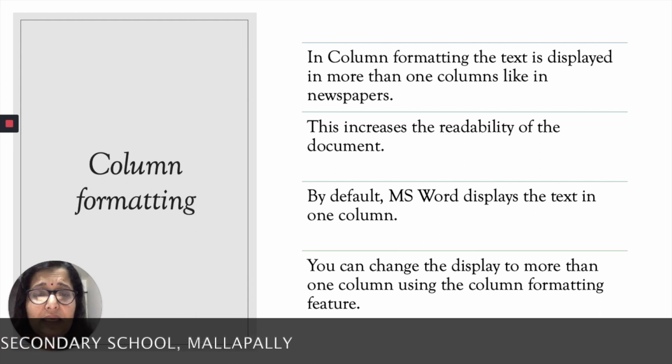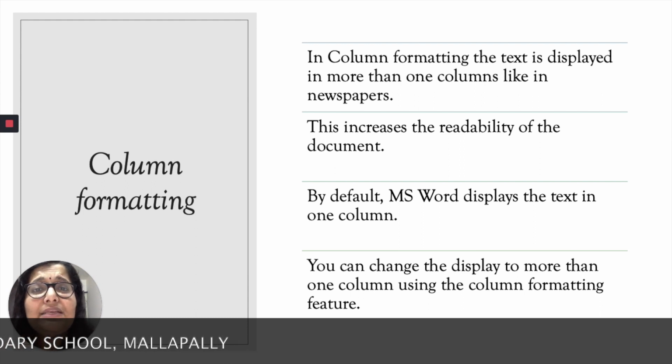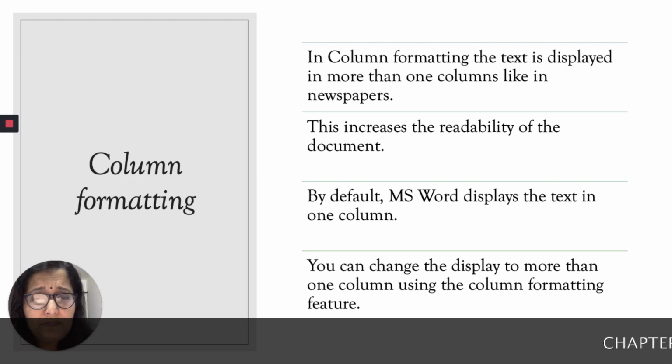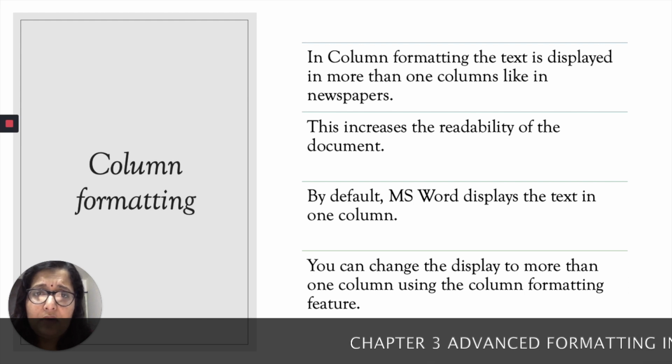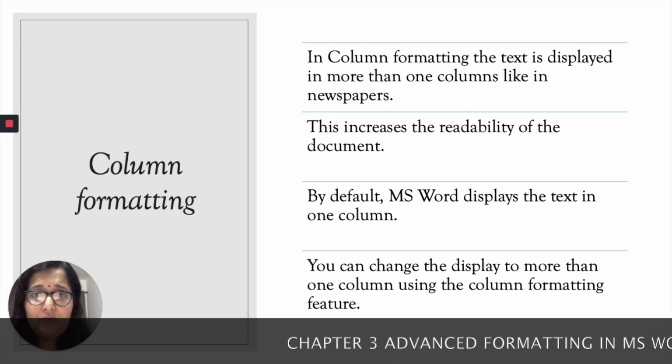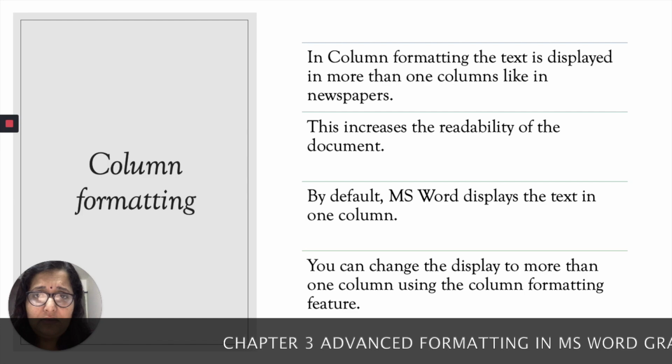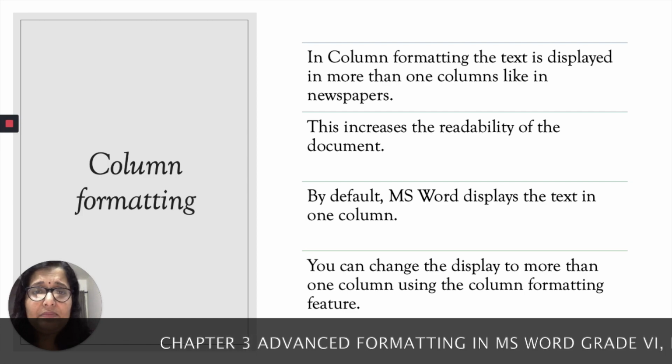By default, MS Word displays text in one column. When you type a text in your MS Word, it will always be represented in one column. So it is the default mode in MS Word. You can change the display to more than one column using the column formatting feature. If you want, you can add more than one column to your text to make it better for your reading purposes.